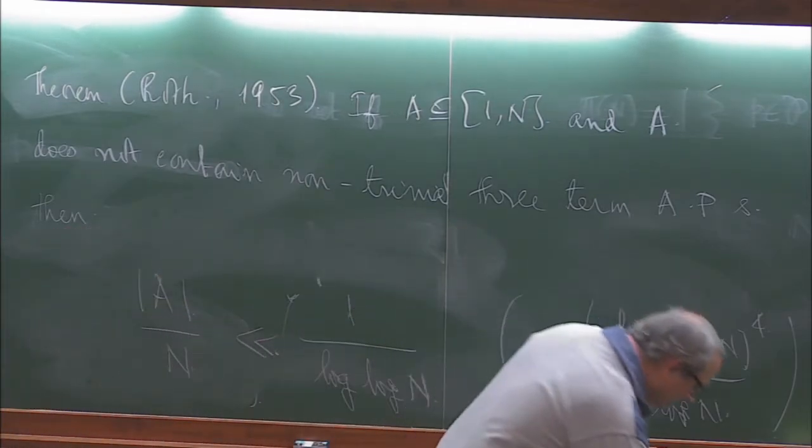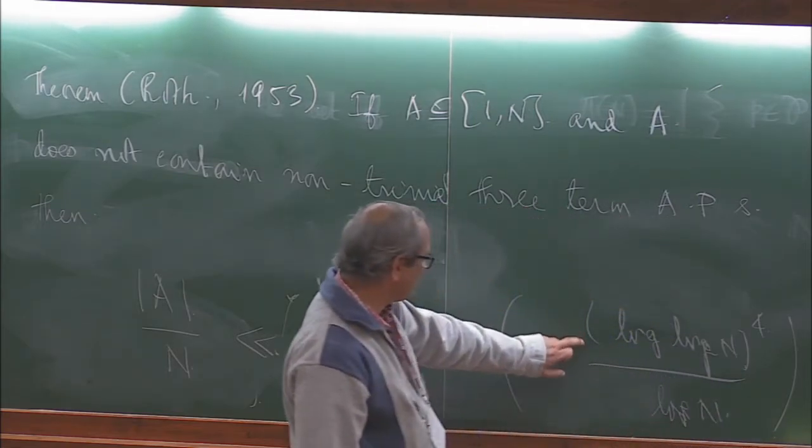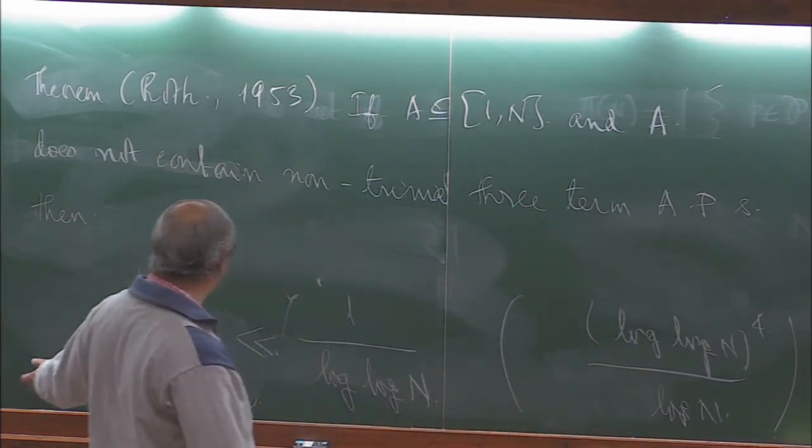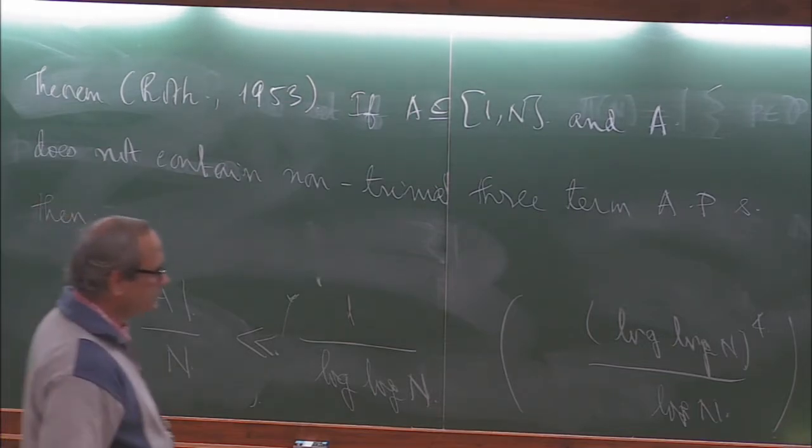It's about last year. So you see, even this result will be far off from the only known examples that we have for sets that don't contain 3-term APs. Okay, so what is Behrend's theorem?